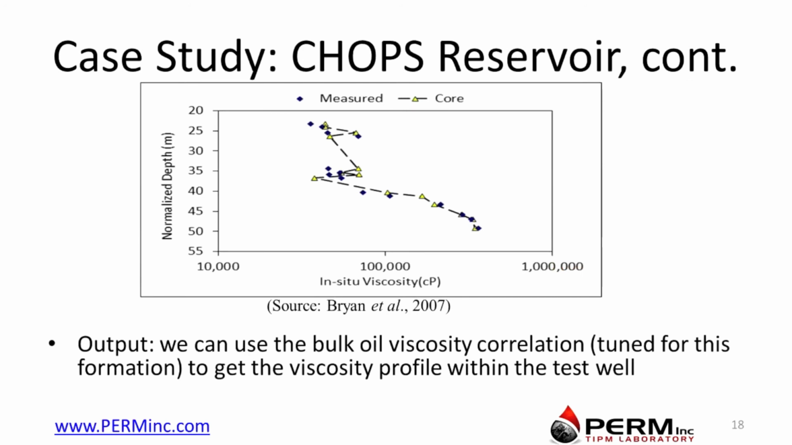How did this work? Well, here's for this same case study, the blue points are extracted oils where we measured the viscosity in the lab, and the dashed triangles are the predicted NMR viscosities that we made from core. So blue is measured bulk oil viscosity, and these triangles are the predicted in situ NMR viscosity. And you can see here that we were able to nicely capture variations in viscosity with depth in this system.